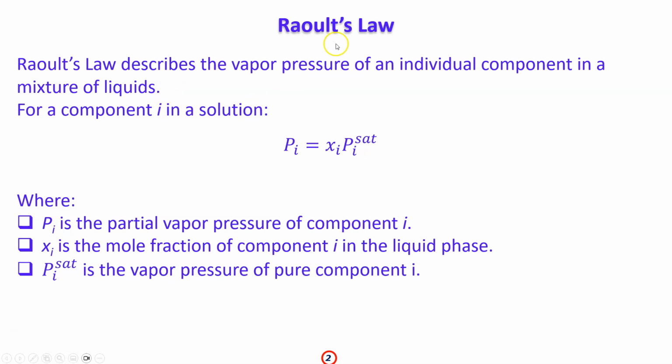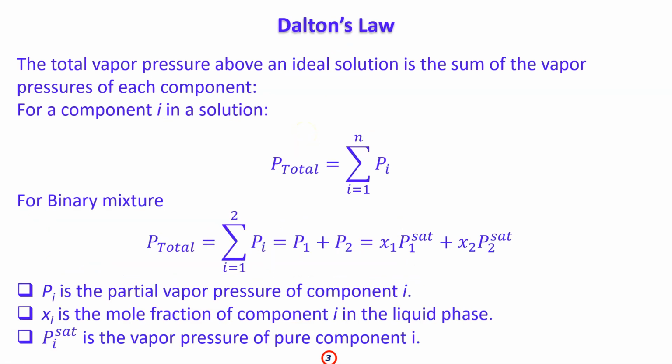So now we know Raoult's law, and using Raoult's law we will get the TXY diagram. Now what will be the P total? The total pressure will be the sum of the partial pressures. So P total is equal to the sum from i equals 1 to n of Pi. Now here the problem is a binary mixture, so two components are there. So P total will be P1 plus P2, meaning the summation of i from 1 to 2 of Pi is equal to P1 plus P2.